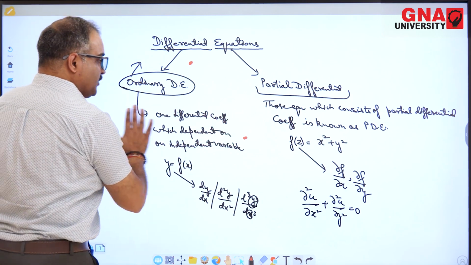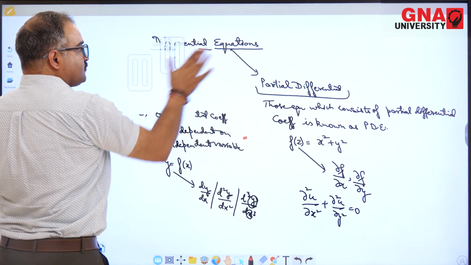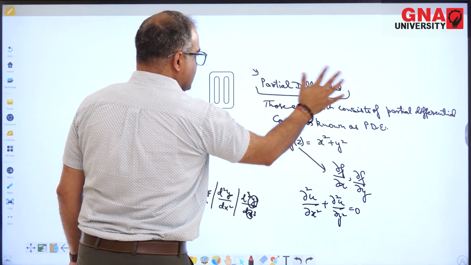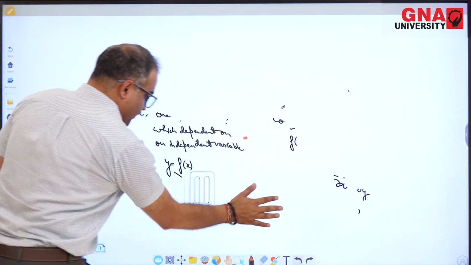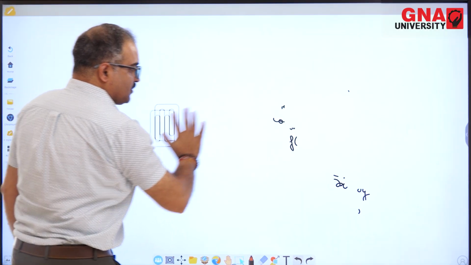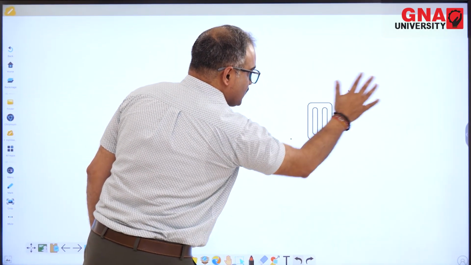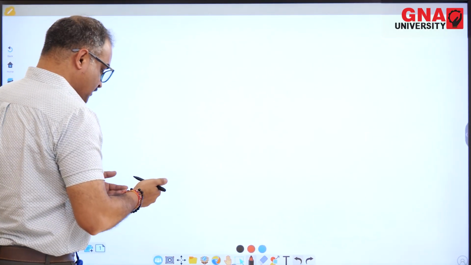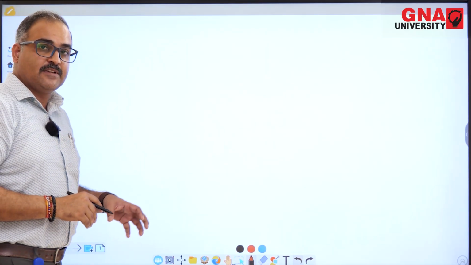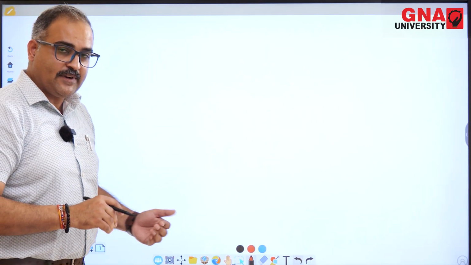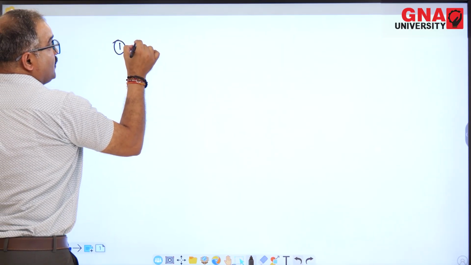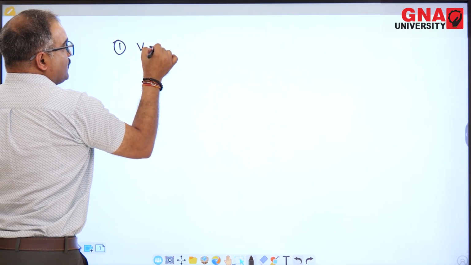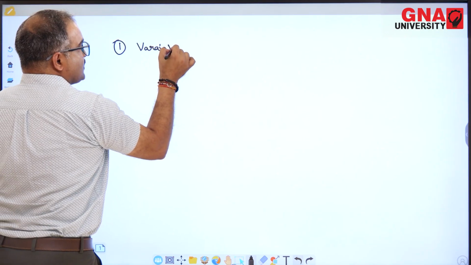Now coming to the solution of differential equations. When we are discussing a differential equation, most of the differential equations have a solution, but we have to reduce those differential equations into a few categories. The first category is basically variable separable form.